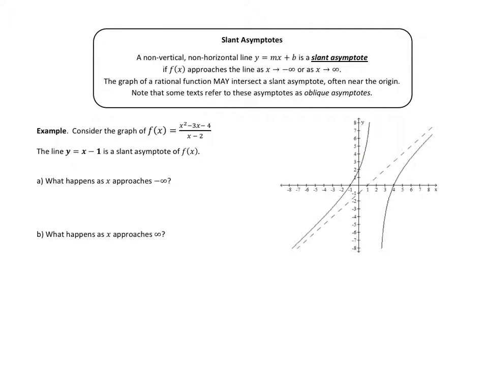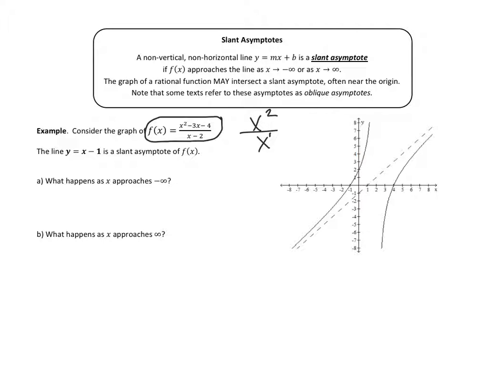So in this example, I've given you f of x equals x squared minus 3x minus 4 divided by x minus 2. This is an example of a slant asymptote. And the way you can look at a function and tell if there even exists one is you look at the leading terms of the numerator and the denominator. If you look at that, that would be x squared over x. The degree tells you everything. So we have degree 2 over degree 1.